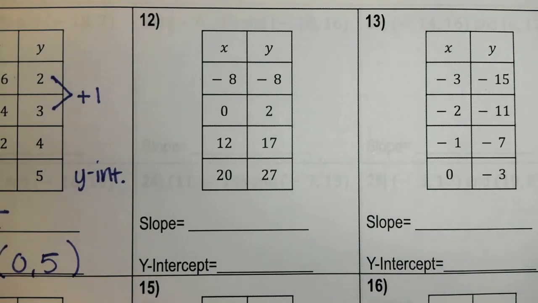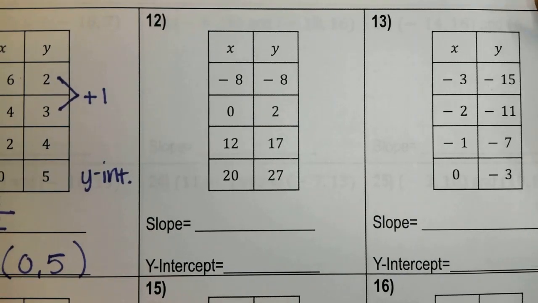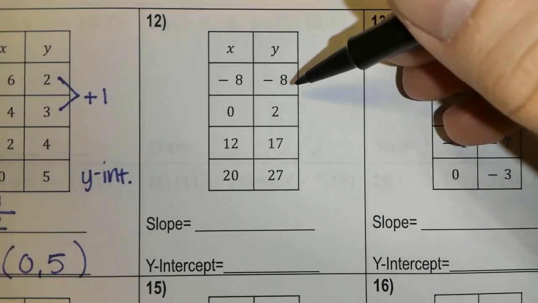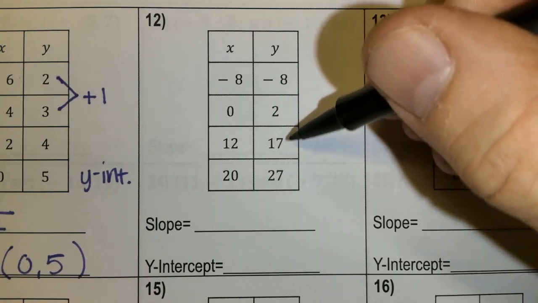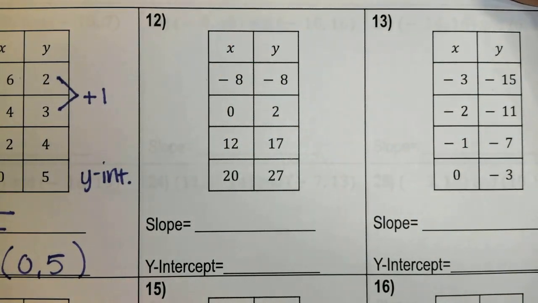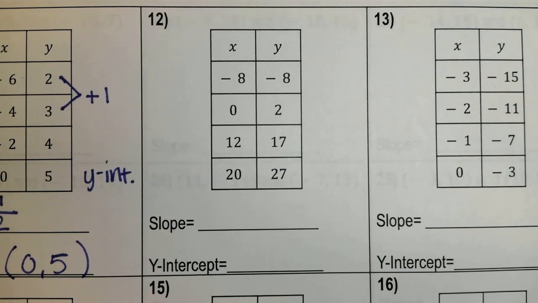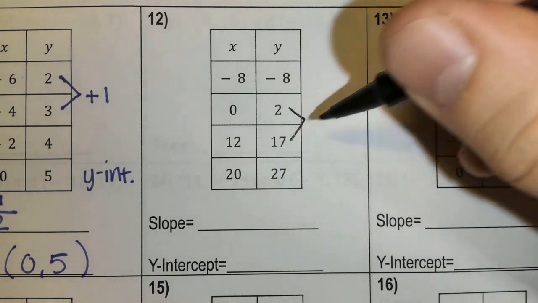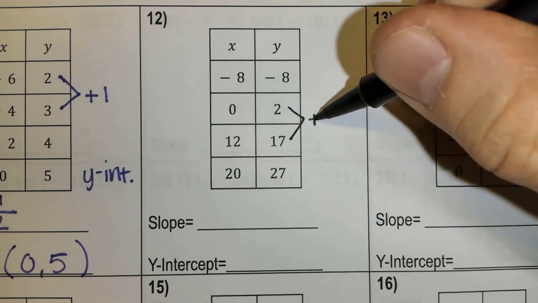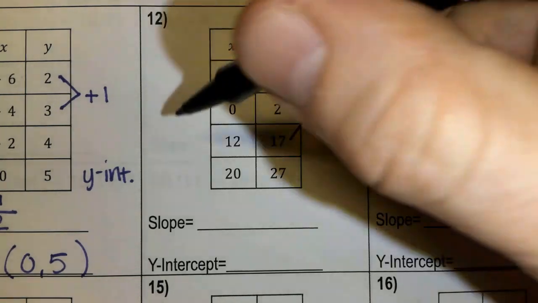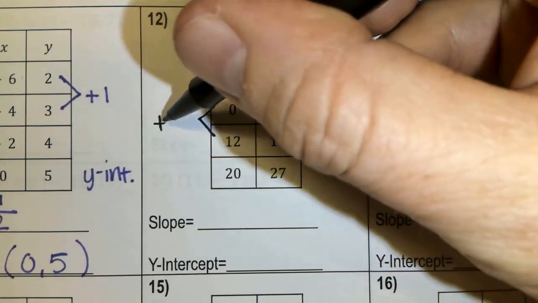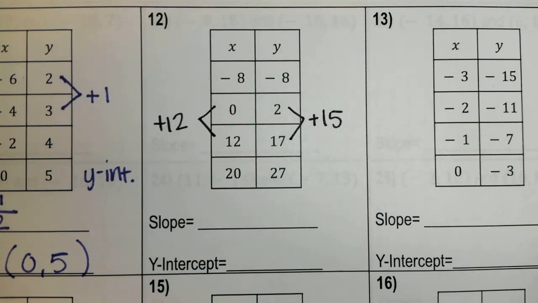Okay, number 12. So I want to go ahead and do any 2 rows, right? Doesn't matter. So I don't like doing negatives as much, so I'm going to go ahead and pick 2 rows that have all positives if I can. And I want the smallest positive numbers that I can find, if they are available. So I'm going to go from 2 to 17. So from 2 to 17 is plus 15, and from 0 to 12 is plus 12.